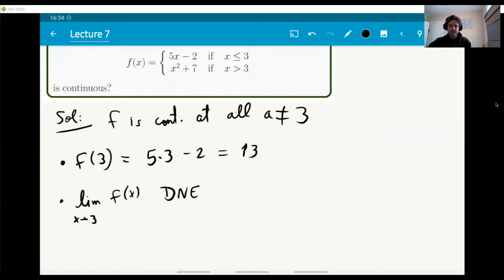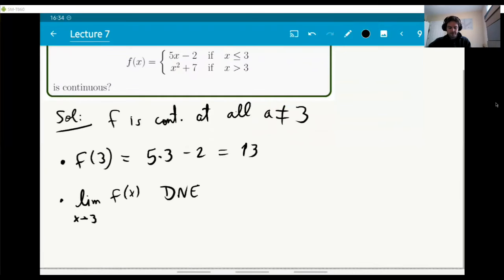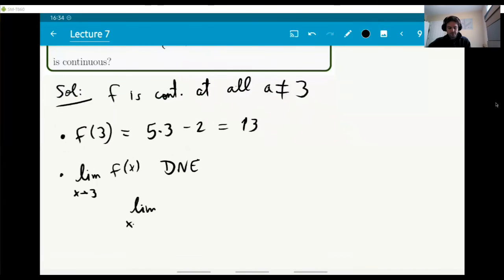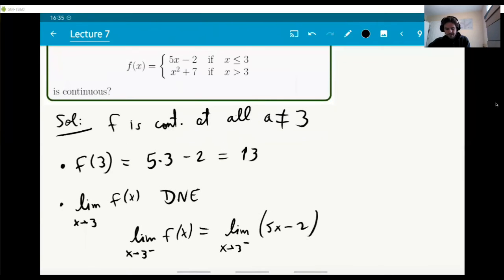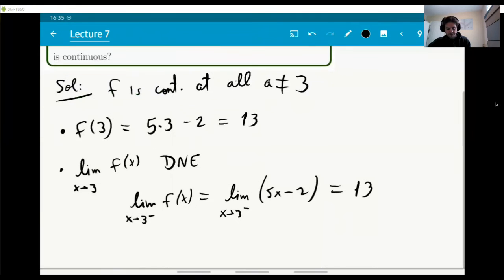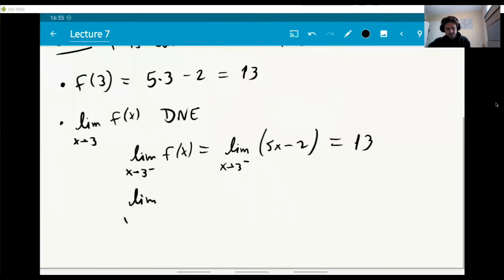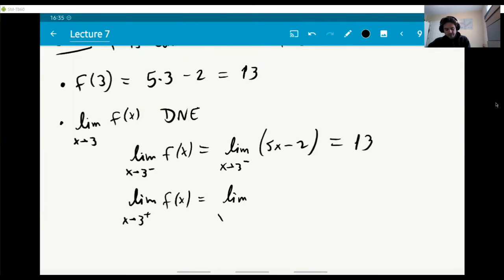How do I know it does not exist? Well, again, you have to analyze the one-sided limits. This time, because of this plus 7, there will be a difference between them. So once again, from the left, what was it, 5x minus 2? This is 13, but from the right, if you plug in a 3 into the expression x squared plus 7, you have a 16.